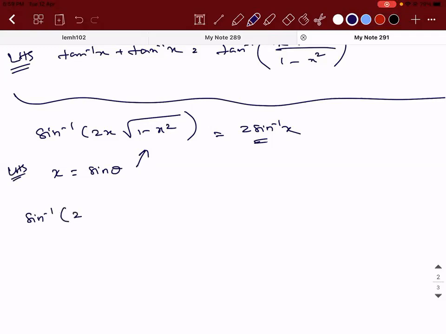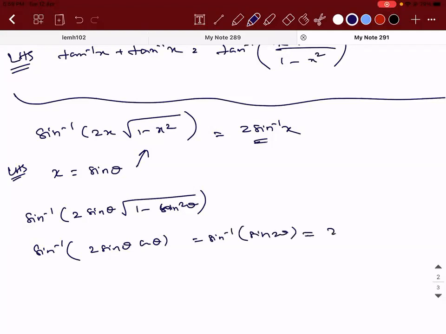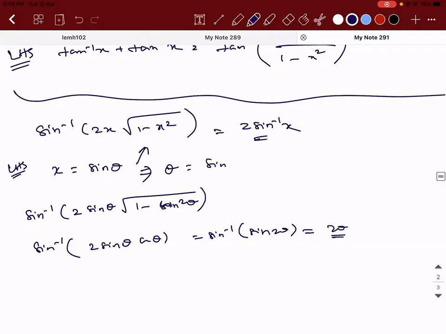So sine inverse of 2 sine theta into root of 1 minus sine square theta. Can I directly write it as cos theta, or do you want an extra step? Okay, I'll write it. So 1 minus sine square theta is cos square theta, so sine inverse of 2 sine theta cos theta, which is sine inverse of sine 2 theta, so it is 2 theta. Always when you're substituting, the first step itself is x is equal to sine theta. Now find theta in terms of x, and take this as 2 sine inverse x. Does that make sense? Got it.